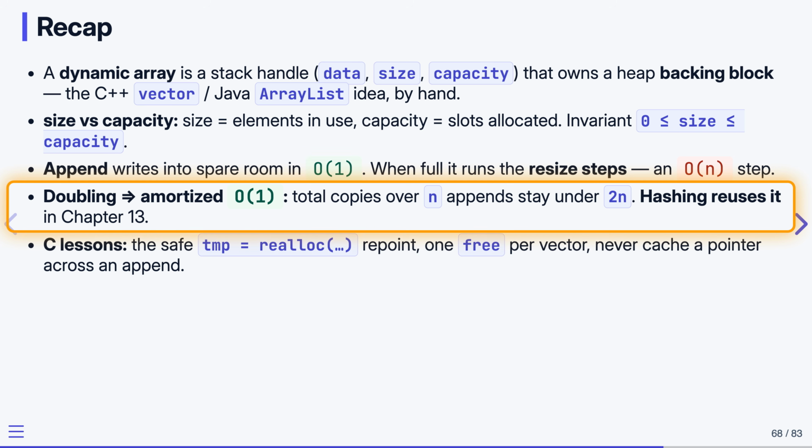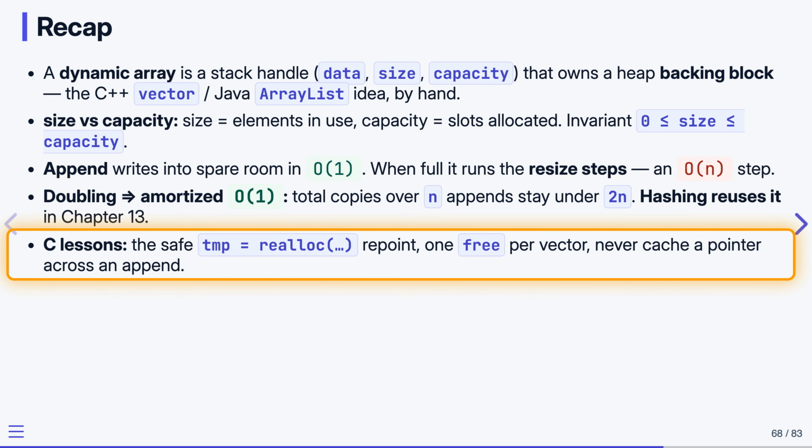Doubling is the key. Because we double, append is amortized O(1). Over n appends, the total copies stay under 2n, and this was our first amortized argument. We use the very same idea again for hashing in chapter 13.